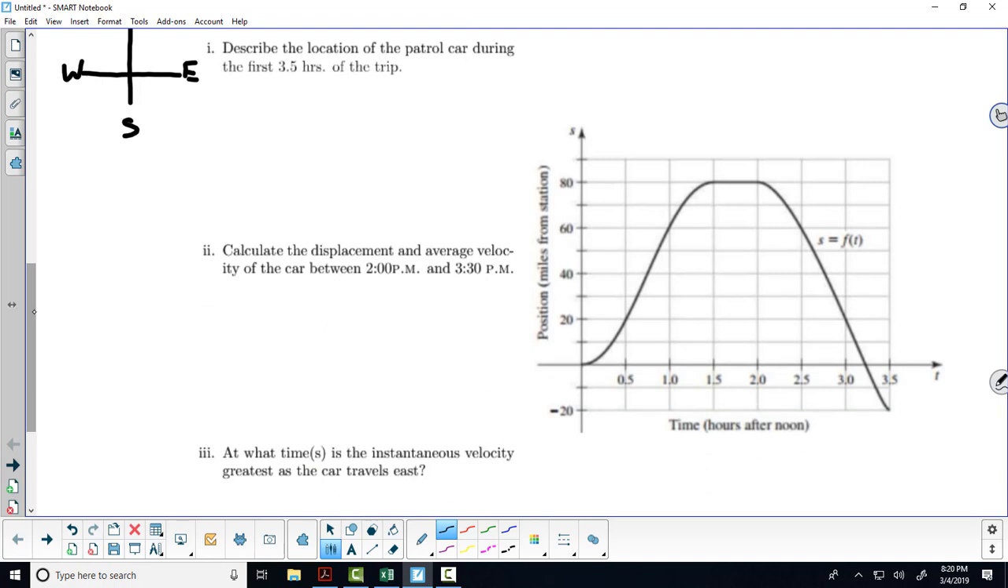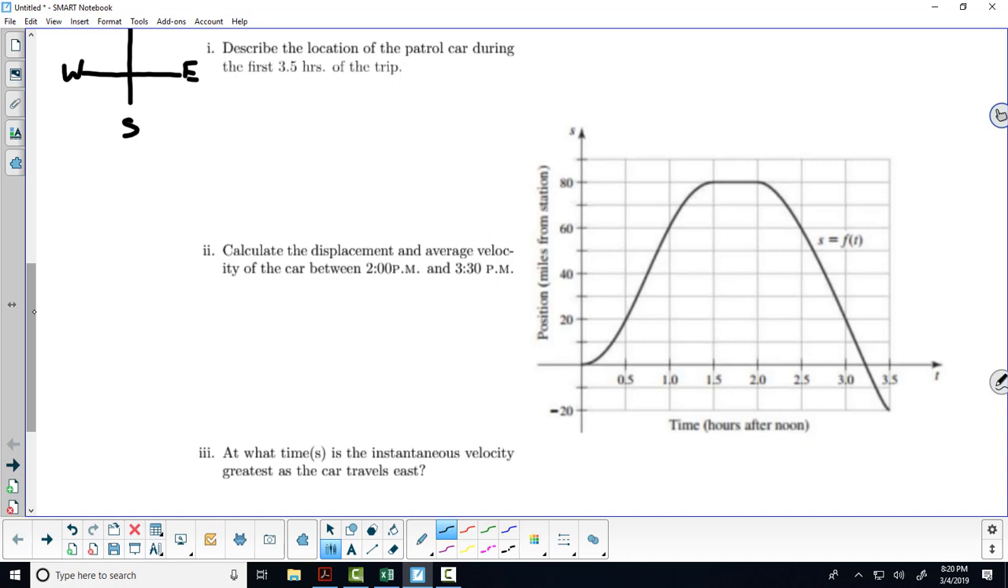So I would say that the patrol car starts off heading east for about an hour and a half, arriving at a position 80 miles east of the police station. And then what's happening between time 1.5 and time 2? Yeah, between 1:30 and 2 o'clock p.m., this car's displacement is not changing, right? So what's the car doing? It's standing still, looking for the opportunity to catch a speeder or something.